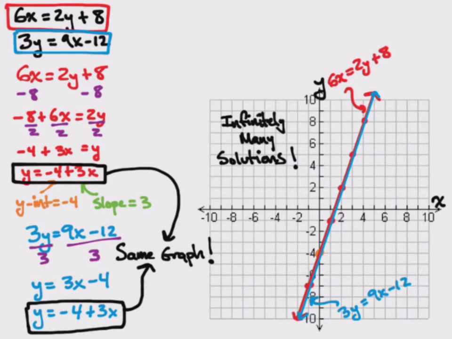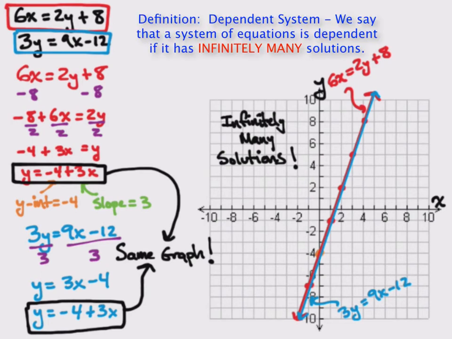Which brings us to our next definition of a dependent system of equations. We say that a system of equations is dependent if it has infinitely many solutions. So we would say that this system of equations is a dependent system.